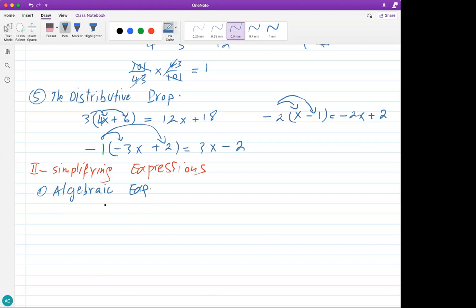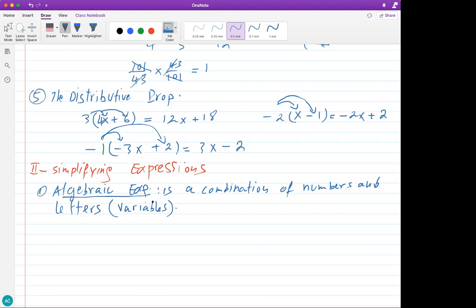Okay, it's pretty simple. An algebraic expression is basically a combination of numbers and letters. Letters such as x, for example, which we also call variables. That's all there is to it. So an algebraic expression is basically a combination of numbers and letters.